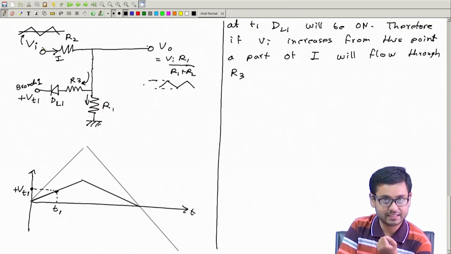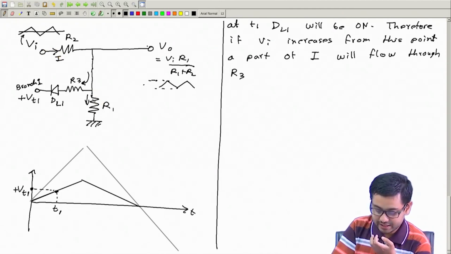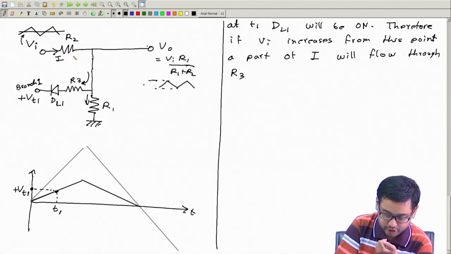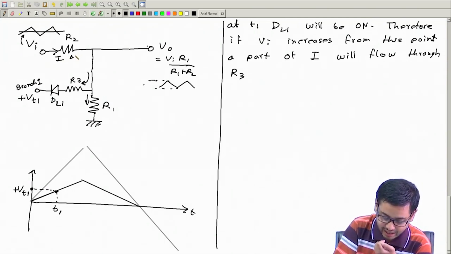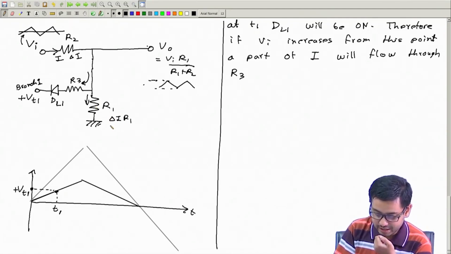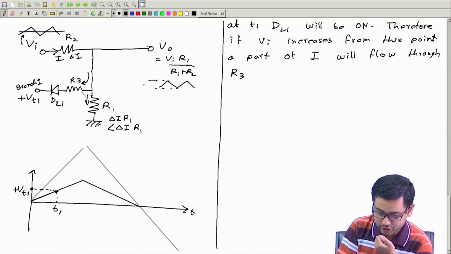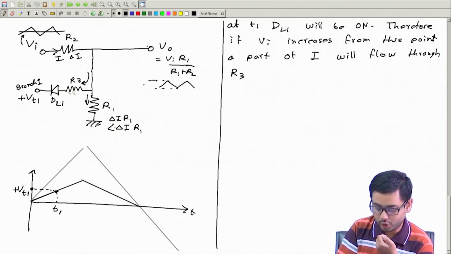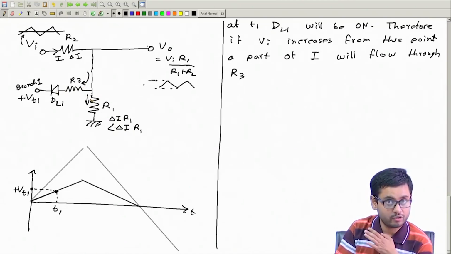If this current increases by some amount, previously, if this current was increasing by delta I, then this voltage across here was increasing by delta I times R1. But now it will increase by an amount less than delta I R1, because part of delta I will go through this. So this voltage is now not going to increase as fast as before.